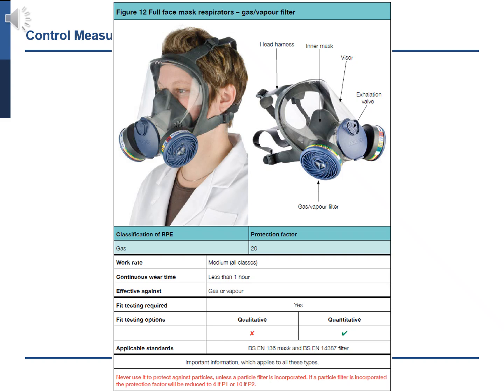Fit testing, required, can be done qualitatively or quantitatively. Standards, complies with BS EN 136 mask and BS EN 14387 filter. Important note, if used to protect against particles, the protection factor will be reduced to 4 if a P1 filter is incorporated, or to 10 if a P2 filter is incorporated.